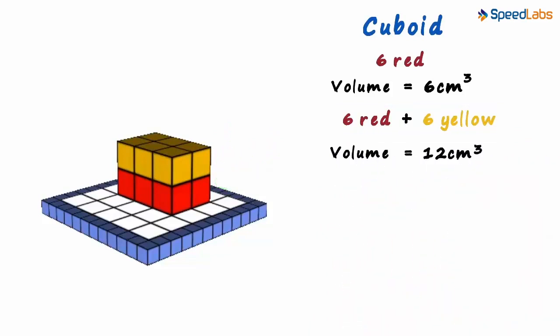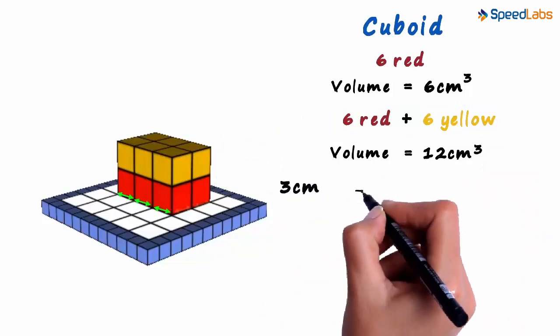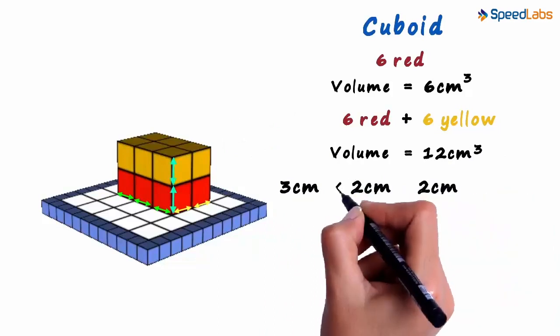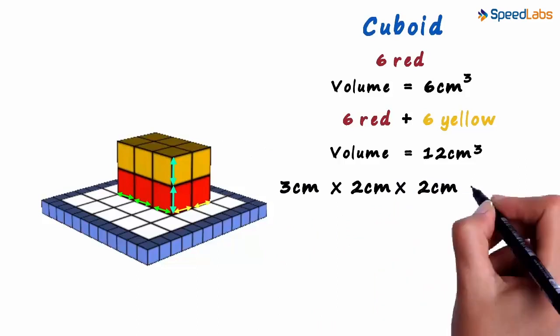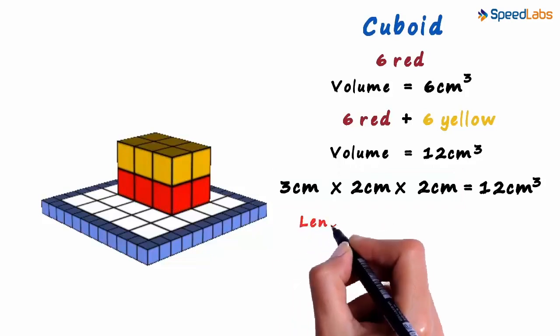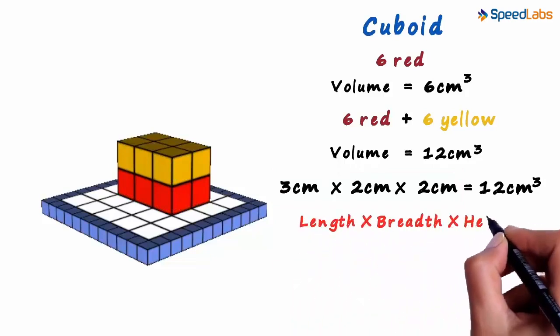Now here's something interesting. This is a cuboid with length 3 centimeters, breadth 2 centimeters and height 2 centimeters. 3 multiplied by 2 multiplied by 2 also gives us 12 cubic centimeters. Focus well, we're getting closer to the formula. 3 multiplied by 2 is the area of the base. So the volume of a cuboid actually equals the area of its base multiplied by its height. It can also be written as length multiplied by breadth multiplied by height.